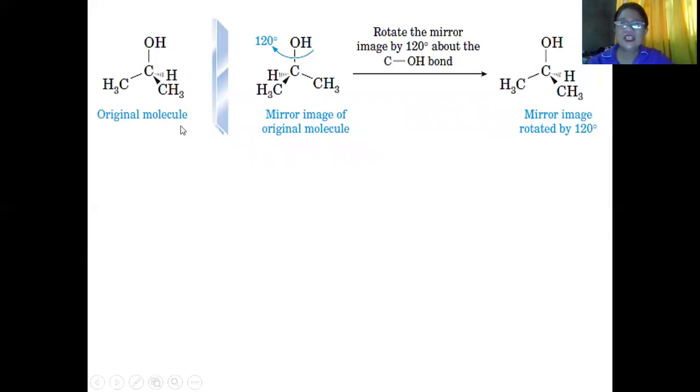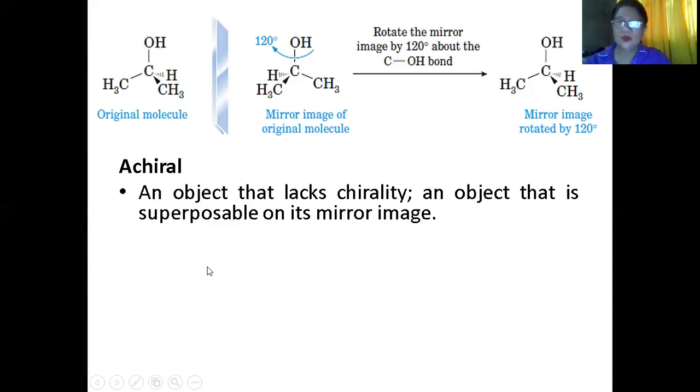But if you rotate it, this is the original, this is the mirror image. Rotate this mirror image by 120 degrees. Take a look, after rotating it by 120, they are now superposable. They are known as achiral. So an achiral object lacks chirality, an object that is superposable on its mirror image.